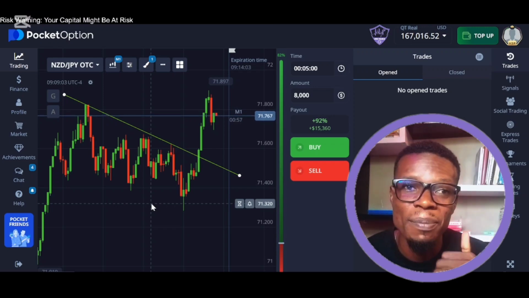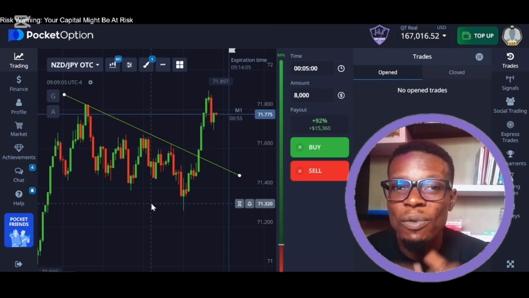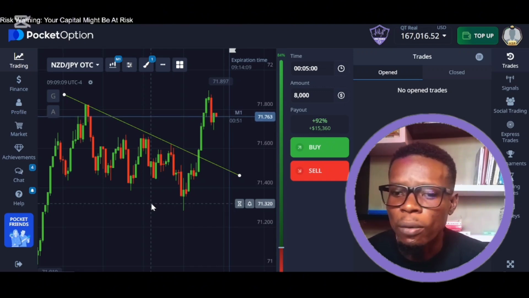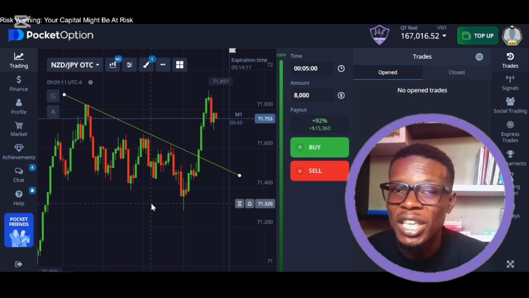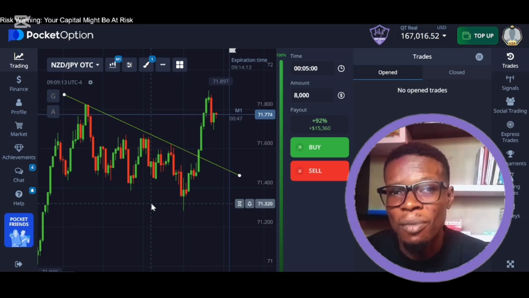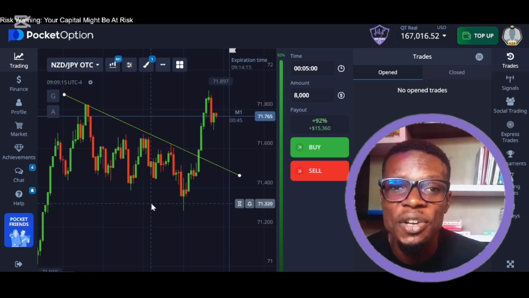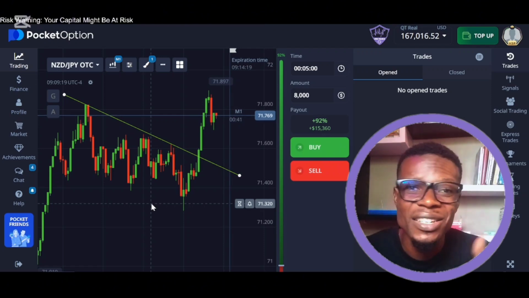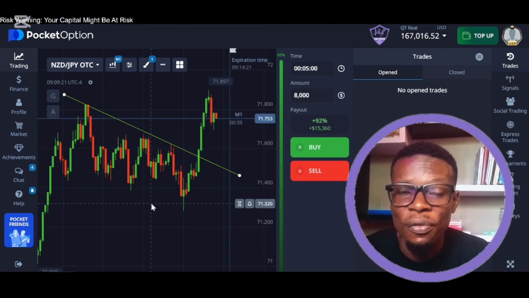We do not care about one single loss. Whenever we lose, we are back again and analyzing and taking out other trades. So we don't care about the result. We don't care about weekly result. What we care about is monthly and yearly results. That's what we care about. And at the end of the month, we make profit. At the end of the year, we make a lot of profit.